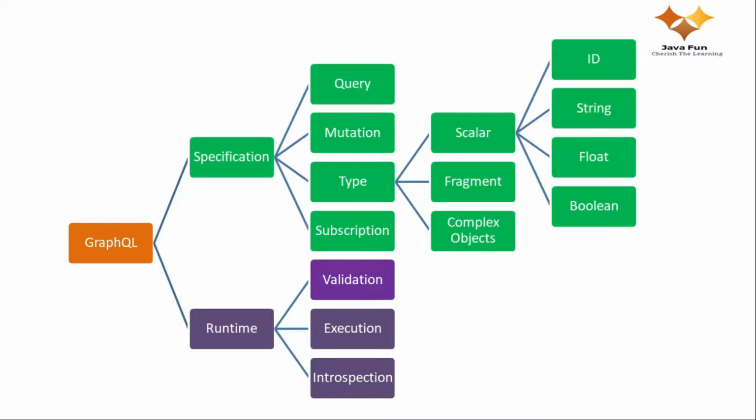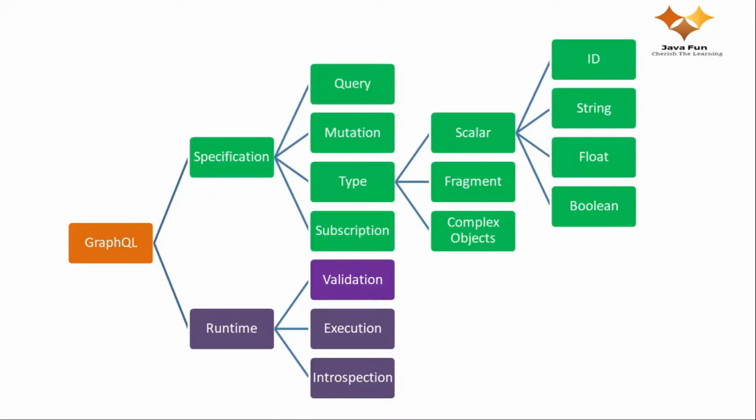So the basic building blocks, or the basic data types of GraphQL, are something called scalar data types. Scalar data types are ID, string, float, and boolean. The last three are self-explanatory. The ID is a special data type wherein you are telling the primary key of your resource, or the primary key of your type that you're returning.